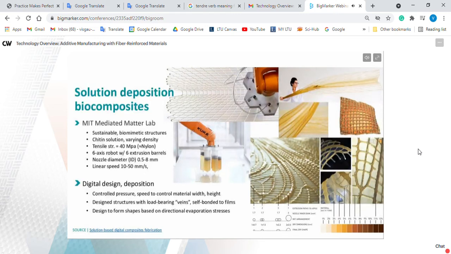Another thing they did is, because these are composites and they're based on aqueous solutions, they actually evaporate, and they have directional evaporation stresses. So that was also designed in so that you could have some of these structures actually curve. In the middle, right below the dragonfly wing, you can see there's kind of a cylinder. So they can be programmed to take shape as well.